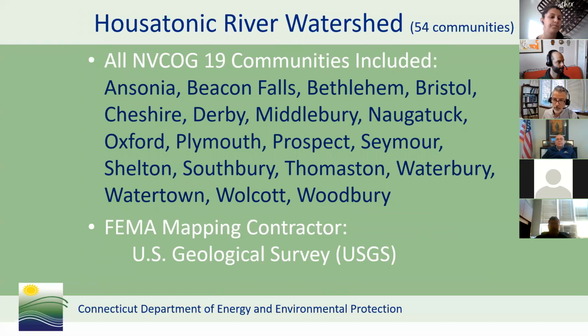There's 54 communities total, so a lot of communities above you in the region, so in the Housatonic Valley COG, but every community in the Naugatuck Valley region is in this watershed. So all 19 of you are affected. So as you can see, there's a few of you, Shelton, Bristol, who are in more than one watershed project.